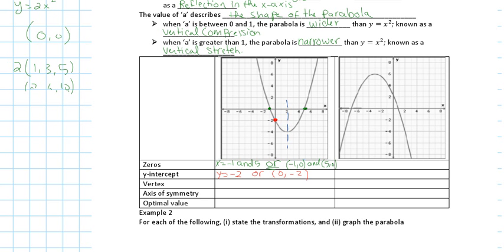Where's my vertex? 2, -4. Remember, x first, then y. So my vertex is at 2, -4. For a vertex, there's only one way to write it. What's your axis of symmetry? x equals 2. I'm looking for the whole thing: x equals 2. There's no shortcuts to this. It's an equation.